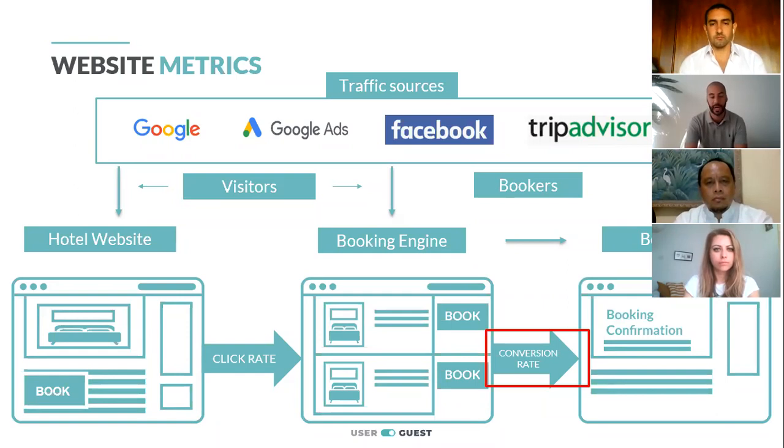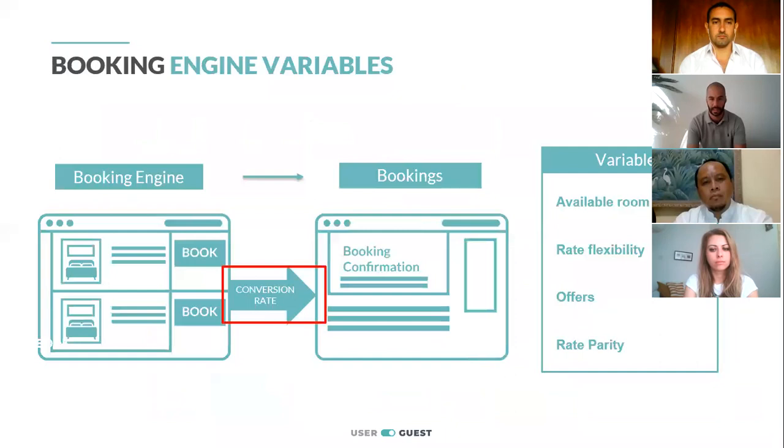So there's a lot of different variables that impact that conversion rate, and we'll discuss it throughout the webinar. We've listed different variables that have a huge impact on this conversion rate. One of them is available rooms, or your inventory, quite simply. If you don't have anything to sell on your booking engine, or you have quite limited inventory, the chances to convert are quite slim because there's nothing to sell.